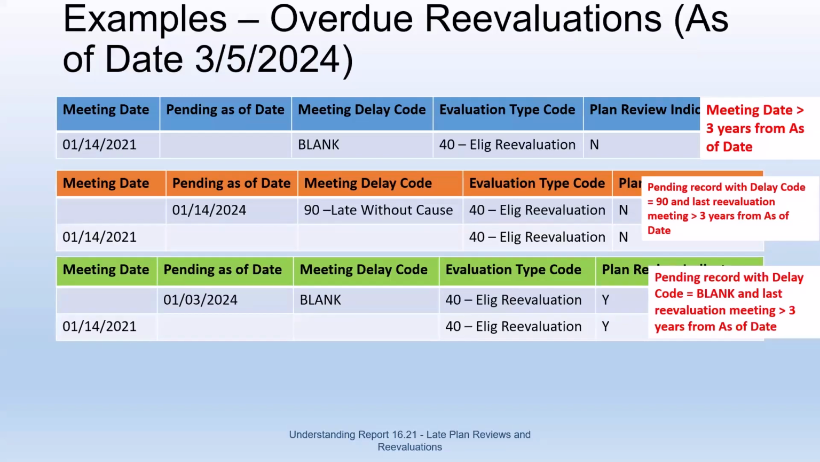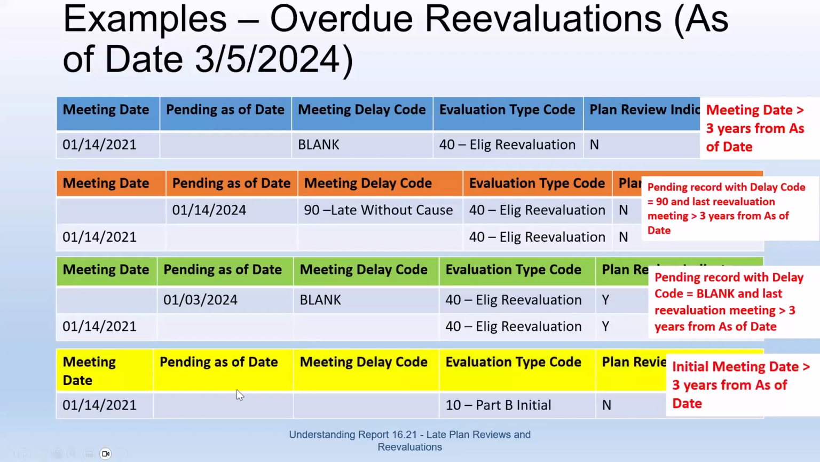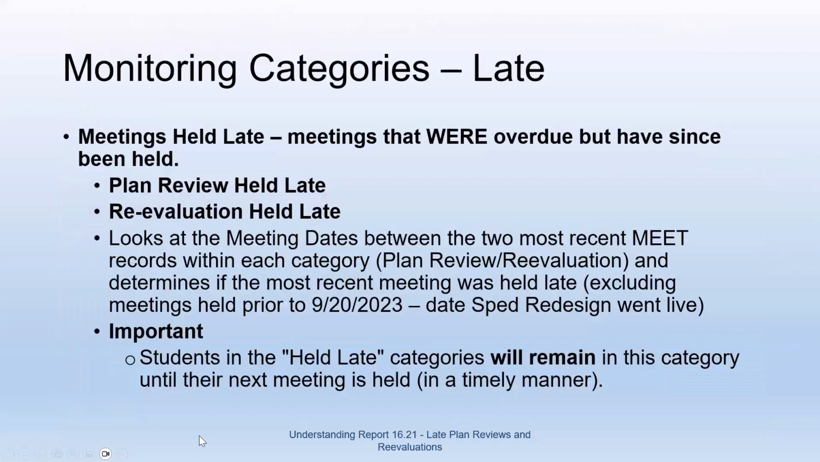No, that's okay. All right, and then finally, the last scenario, again, Part B initial evaluation, we expect a subsequent reevaluation within 3 years. So in this case, the report is comparing that initial evaluation meeting date to the as of date, and it has exceeded 3 years. So this shows up in overdue reevaluation, no pending record.